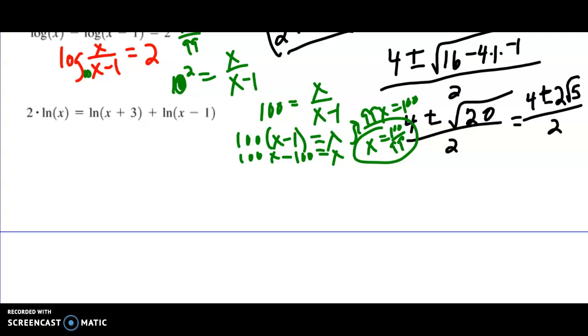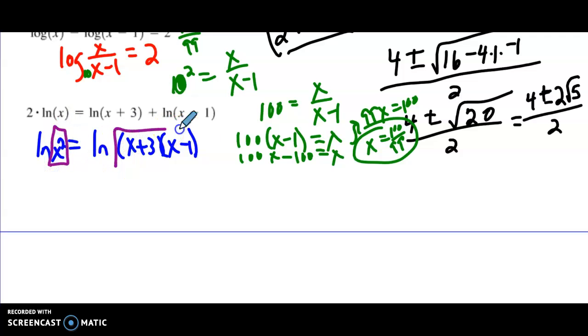This one, we're going to really be using our properties here. I have 2 natural log of x equals natural log of x plus 3 times x minus 1. 2 logs added together is the same as the single log of their product. Now, what I should have done here, because I have to just have log of this equals log of that, and I can't have this 2 here, but I know that must have come from the exponent, right? Natural log of x squared is the same as 2 times natural log of x. That exponent can go in front, or we can move it up there. Now I have the natural log of this equals the natural log of that, so this has to equal that.